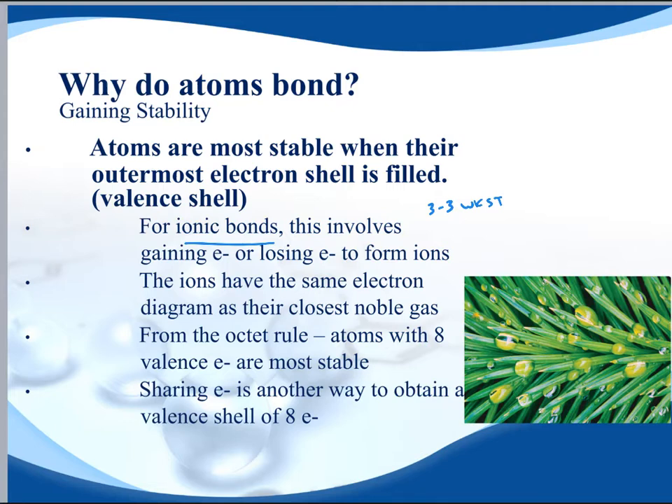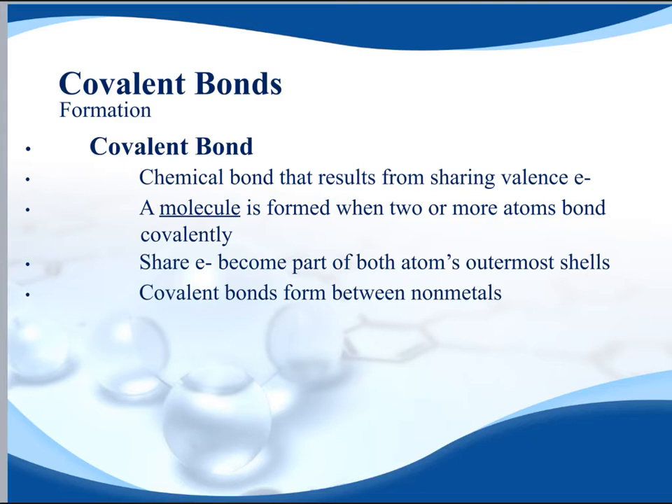Ions have the same electron diagrams as their closest noble gas, right? That's what they were trying to do. From the octet rule, atoms with 8 valence electrons are most stable, and that's also what we are trying to do with these covalent substances. Sharing is another way to obtain a valence shell of 8 electrons. A covalent bond is a chemical bond that results from sharing valence electrons. So this is sharing, okay?